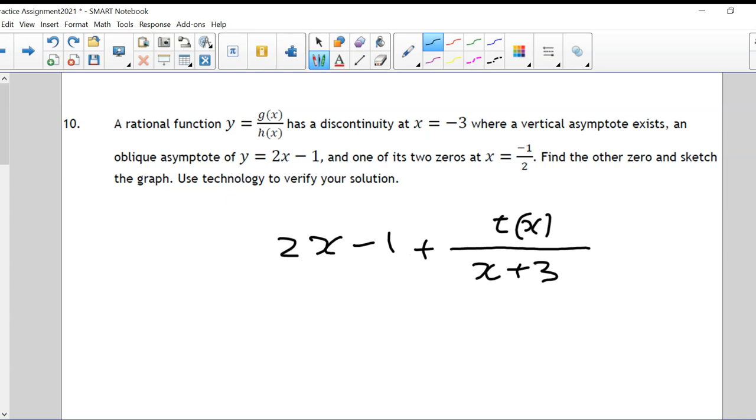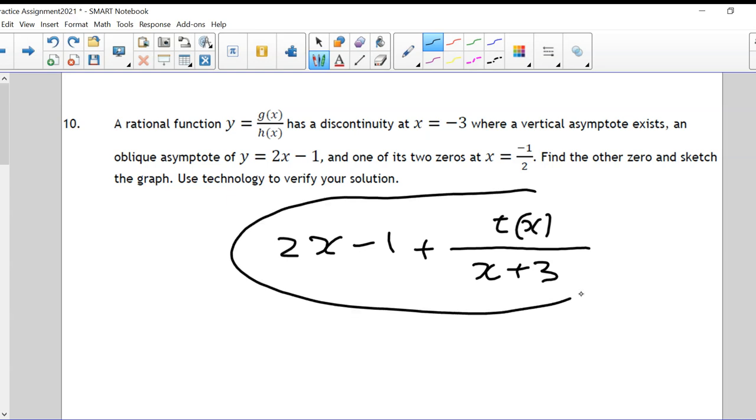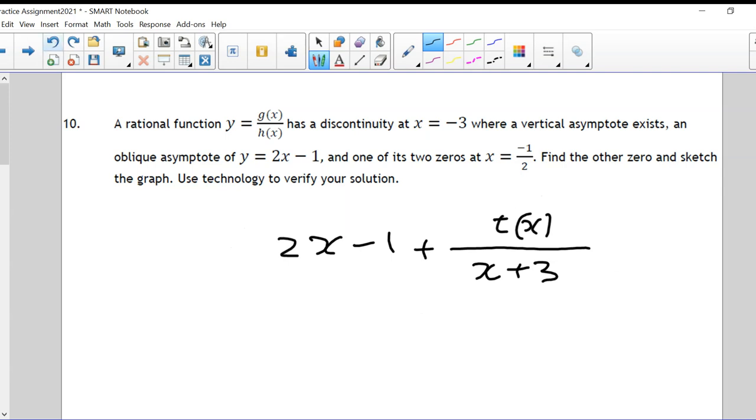If 2x minus 1 is an oblique asymptote, then this is what quotient form would look like. It would be the quotient, because that's what the oblique asymptote would be, the 2x minus 1, plus some other remainder over x plus 3. So that would kind of fit with what we are expecting. Let me make sure that everybody is on board with what I just said. Does 2x minus 1 plus, let's just call it t of x for now, over x plus 3 make sense? Does that first part sound about right?